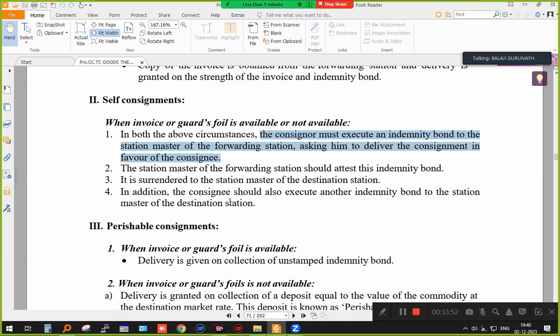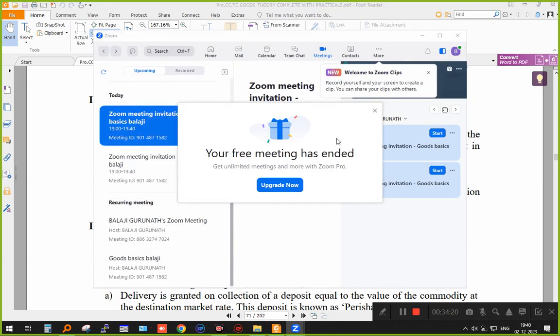If you draw parallels here, the same thing holds good. So the railway is obliged morally, not legally. Legally, it is correct to hand over to anybody, but morally it is obliged. So that moral obligation of the railway is invoked. We invoke that obligation to ask the consignor to send the indemnity bond. Then the station master of the forwarding station should attest this indemnity bond. How will he attest it? Can anybody tell?